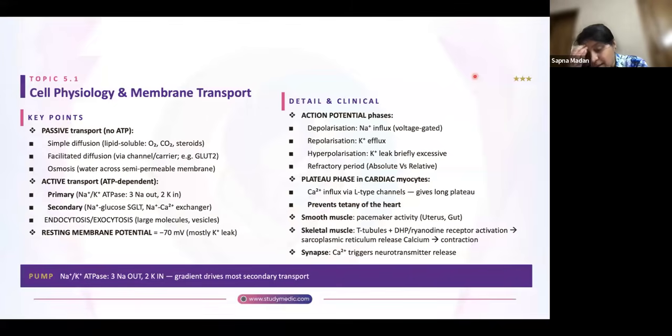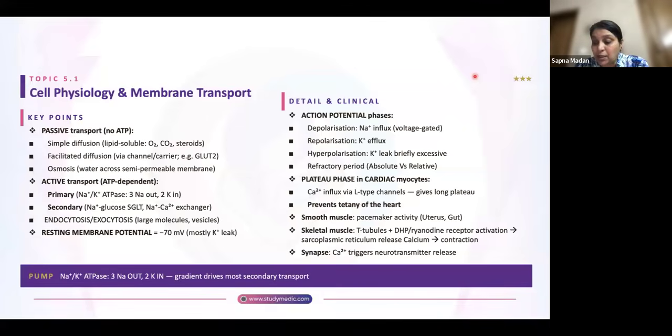Then we have what we call facilitated diffusion. Facilitated diffusion is also passive because it does not use up any energy, but it requires a channel or a carrier, like the GLUT2 carrier. You can see facilitated diffusion in the sodium and glucose transport across the intestine. Then, of course, there is osmosis. Osmosis is, like we all know, water moving from an area of high concentration to an area of low concentration, so across the concentration gradient.